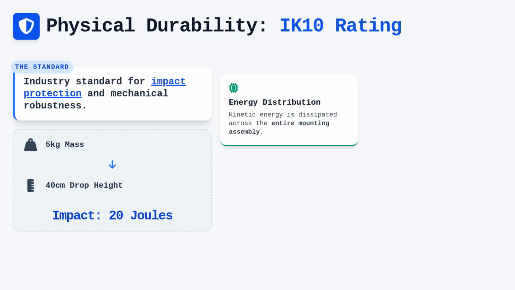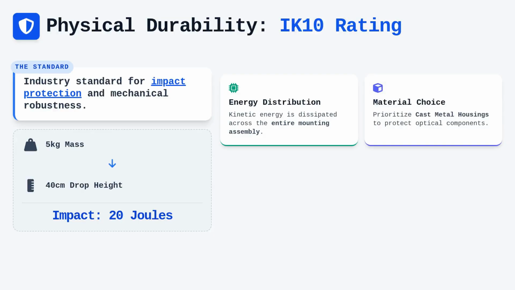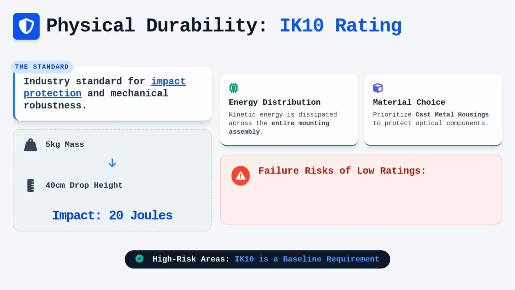When you select hardware, you should always look for cast metal housings that effectively dissipate these forces away from the sensitive optical components inside. If you are installing in a high-risk area, an IK10 rated dome is not merely a recommendation, but a baseline requirement for resilience. Relying on weaker materials often leads to structural failure that permanently damages the lens focus or cracks the protective bubble during a blunt impact.